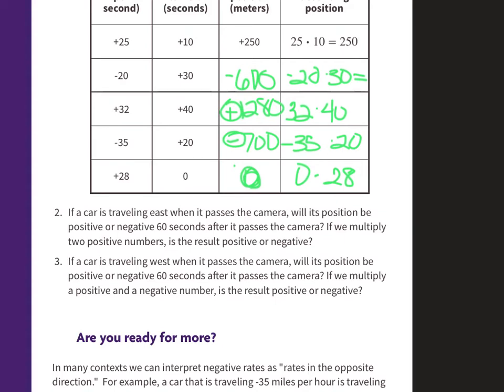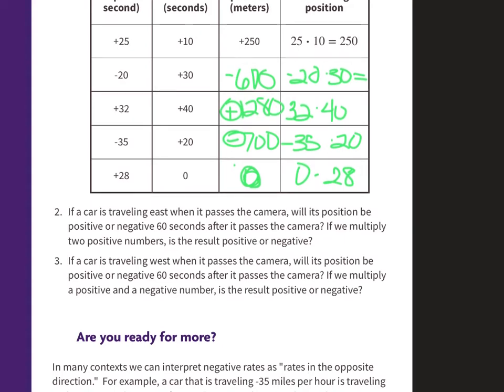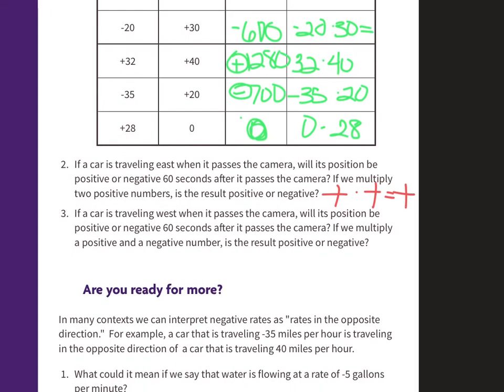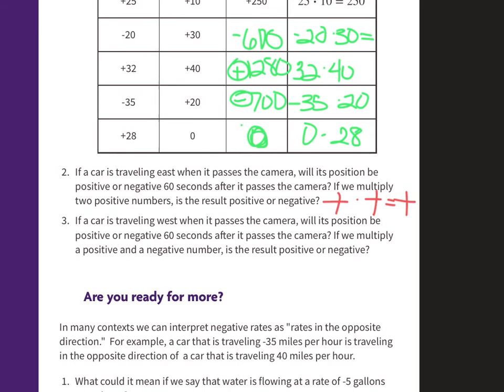If we multiply two positive numbers, is the result positive or negative? Well, a positive times a positive is a positive. Okay? If a car is traveling west when it passes the camera, will the position be positive or negative 60 seconds after the camera? So now we're going the other direction. So now we're going west. We pass the camera. 60 seconds after, it's over here, so it's going to be negative. So if we multiply a positive number and a negative, is the result positive or negative? Well, positive time times a negative direction equals a negative.